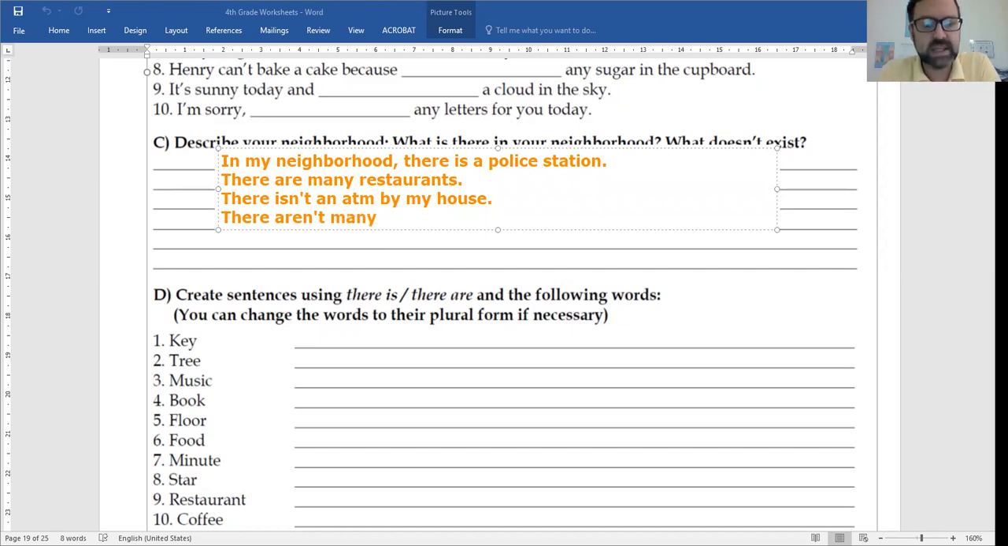There aren't many foreigners in my neighborhood. Yeah, it's mostly Khmer people near me. There aren't many foreigners in my neighborhood. There are some. Okay, so here's my examples. And then next part here.